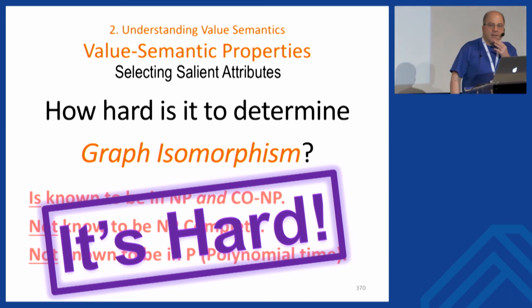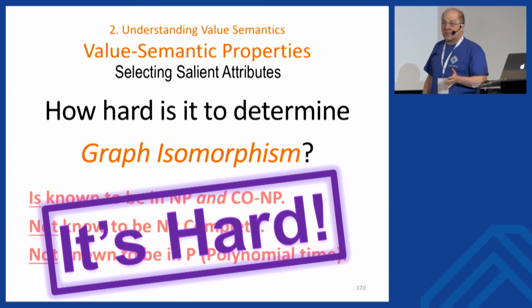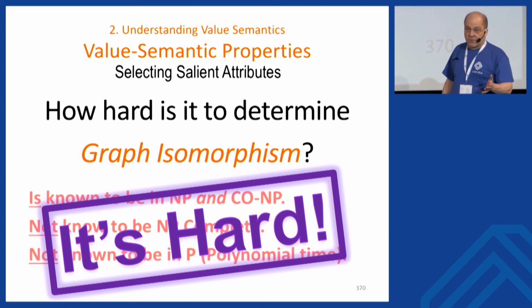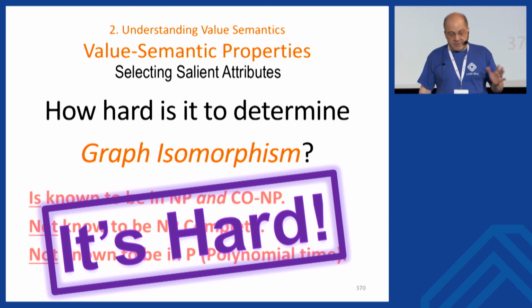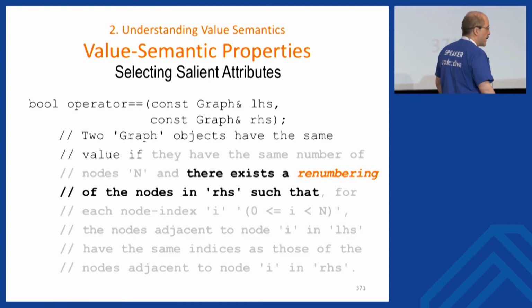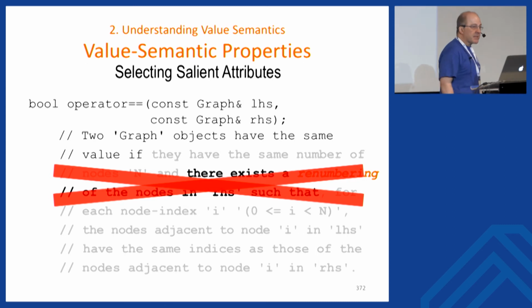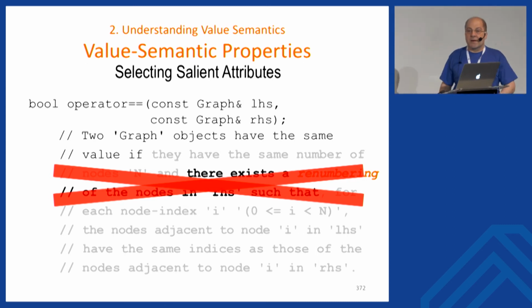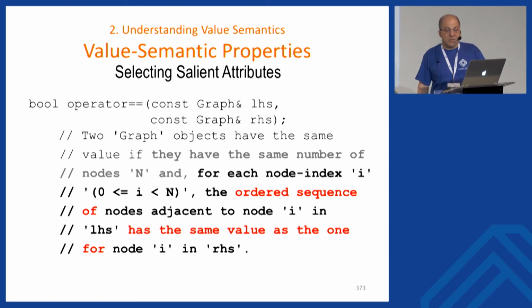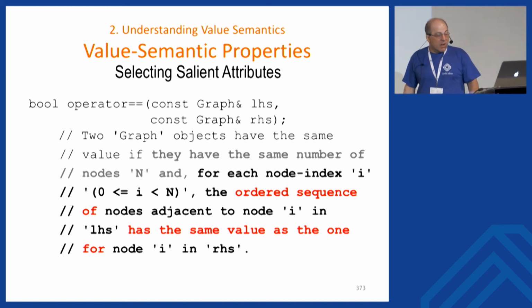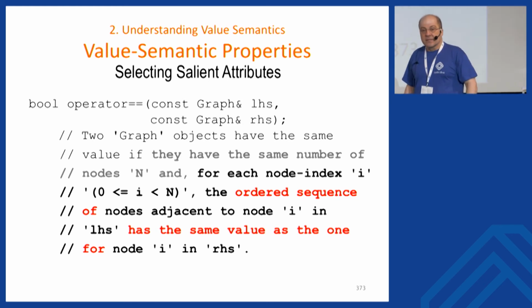And when something is hard, they didn't even want something that in the worst case was quadratic for operator double equals for hash tables, which was nuts. But they're not going for exponential. That's not happening. So here's a case where we just can't do it. It's not possible. And if it's not possible and you have to do it, you're in a bad situation. So we're not going to do them. We're going to say instead that the ordered sequence of nodes adjacent to node I in LHS has the same value as the one for node I in RHS.